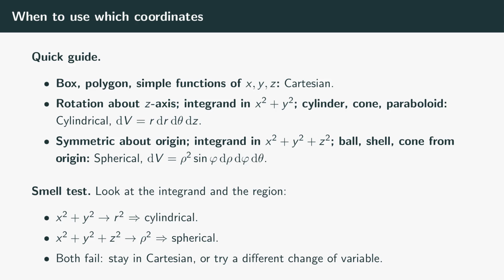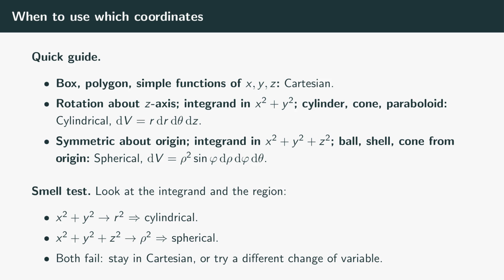Quick triage. Look at the region and the integrand. If they're both happy in Cartesian, straight edges, polynomial integrand, boxes and polygons, stay there. If you see rotational symmetry about the z-axis, or the integrand involves the combination x squared plus y squared which begs to become r squared, or the region is a cylinder, a cone, or a paraboloid, switch to cylindrical. The volume element gains a factor of r, and that's basically all you have to remember.